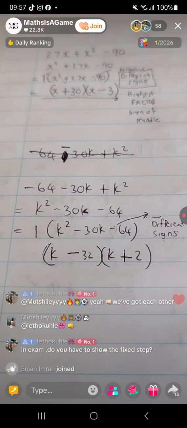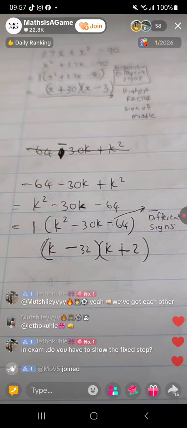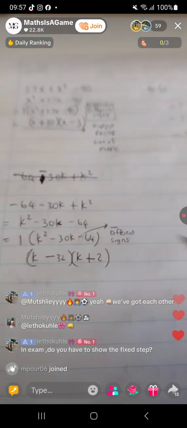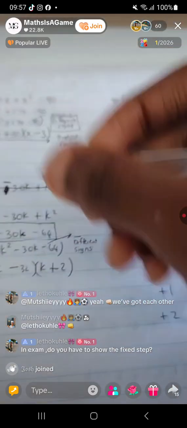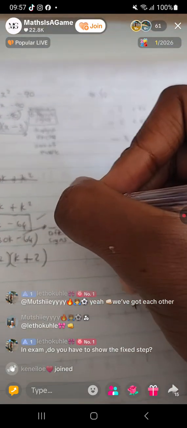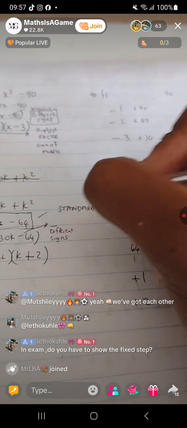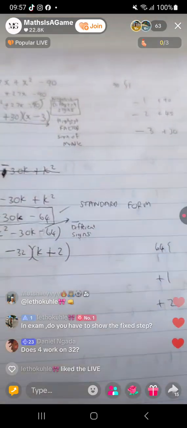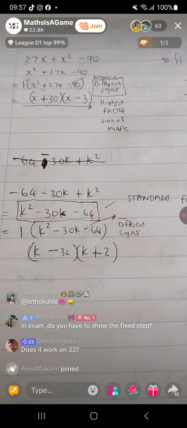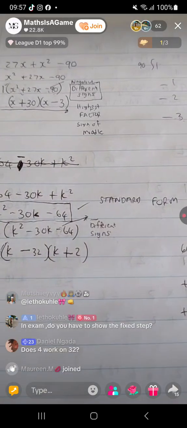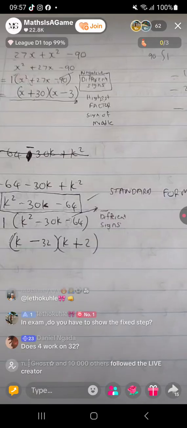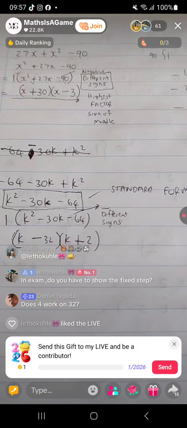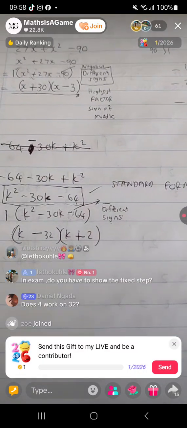All right. Do you have to show the fixed step? Yes. Why? Because we call this the standard form. Please show it. Please show it. Please. Okay? Please show it. I beg of you to show it.